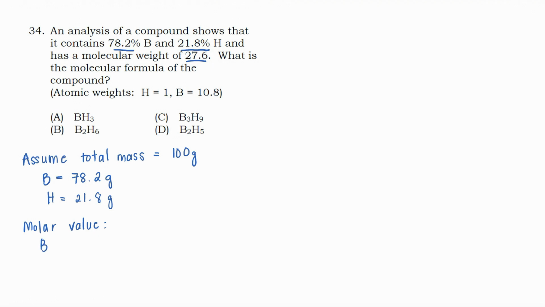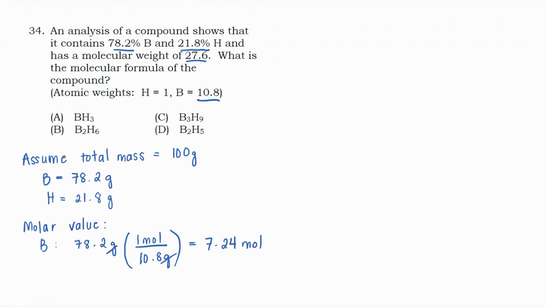So, for element B, since you have 78.2 grams, and given the atomic weight of 10.8, right? So, that's 10.8 grams per mole. So, in one mole, you have 10.8 grams. Or the other way around, in 10.8 grams, you have one mole. Either way, it's equal to 7.24 moles.